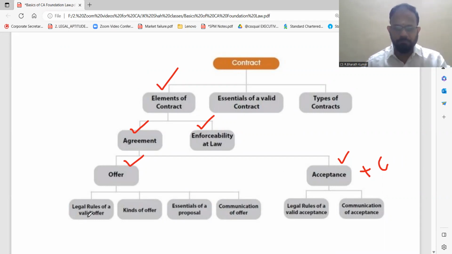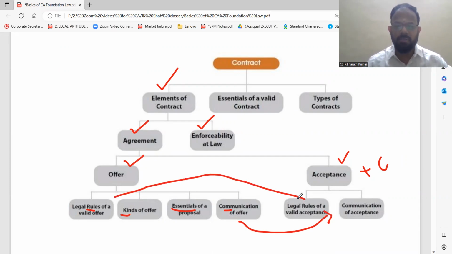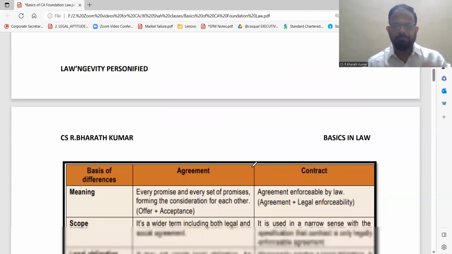What are the rules? What are the kinds? What are the essentials of the proposal? How you will communicate, how you will revoke it. Do the exact same thing for acceptance also. Do the exact rules for your acceptance also. So indirectly, you are going to cover the rules and essentials, which we are talking about as ingredients. This is a simple chart for you to understand, which I have taken from the study material.